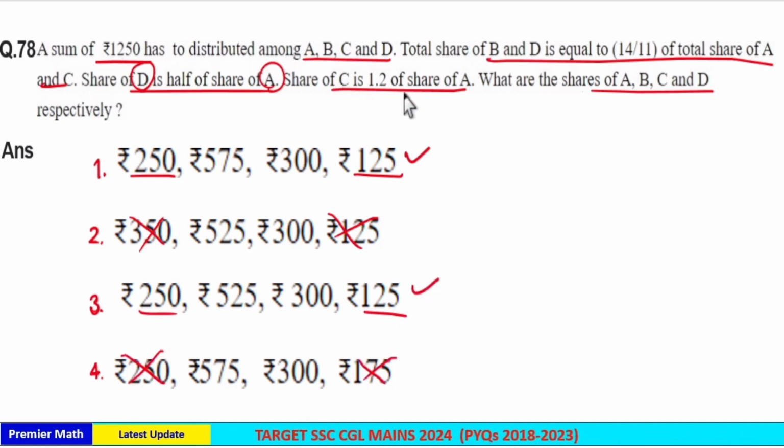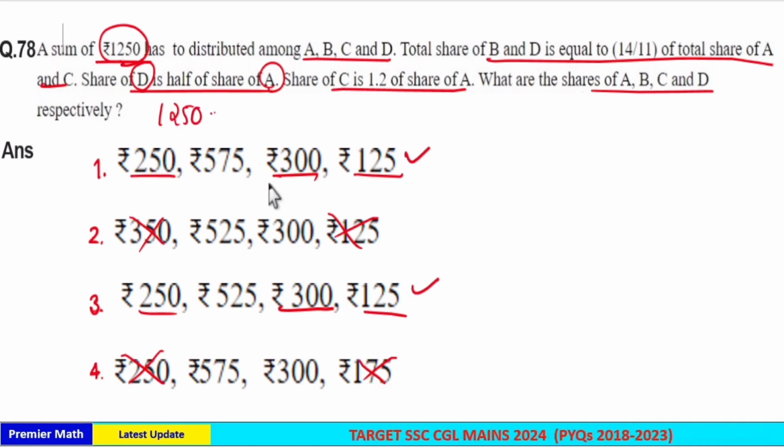Now share of C is 1.2 of share of A, but here share of C is fixed, which is 300. Now A, C, D are fixed, which means the sum of A, B, C, D is 1250. So share of B is equal to 1250 minus the sum of A, C, D, which is 250 plus 300, 550, 550 plus 125 is 675. So 1250 minus 675 is equal to share of B.